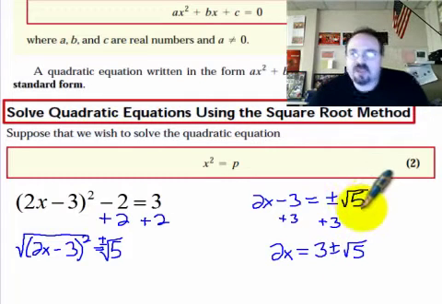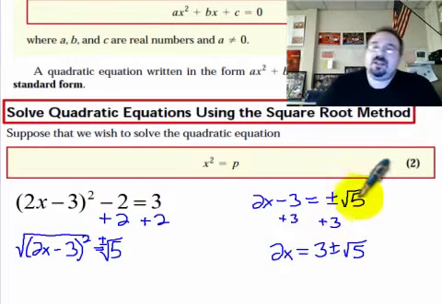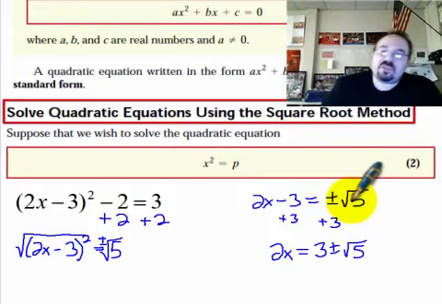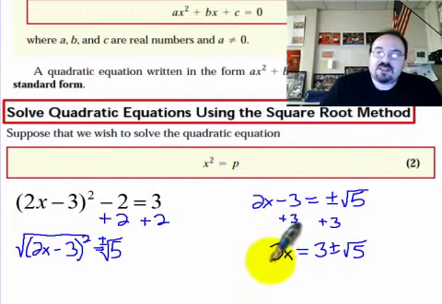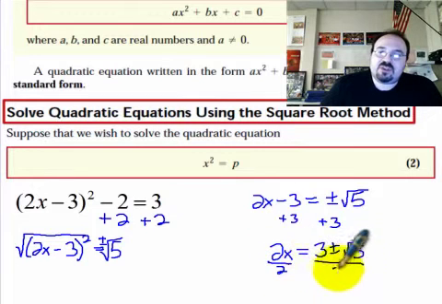And then I'm going to add 3 to both sides, and I get 2x equals 3 plus or minus root 5. Some of you might have thought I was going to put an 8 there, but you can't do that because 5 is under a square root and 3 is not. And we don't add square roots like that. And then the last thing I want to do, I'm going to divide everything by 2. So I get x equals 3 plus or minus root 5 over 2.